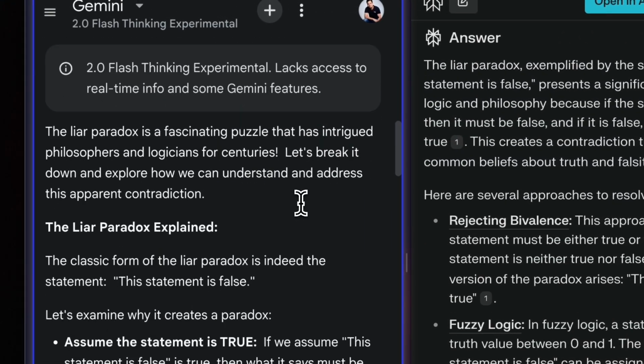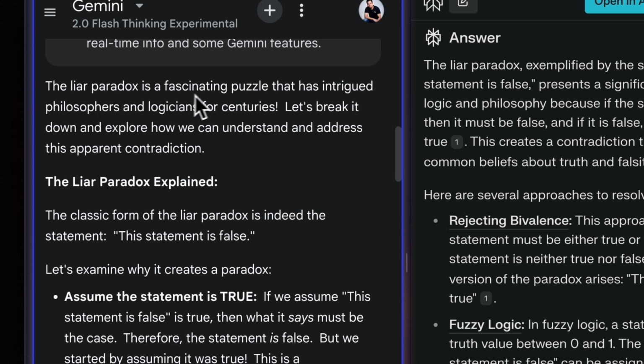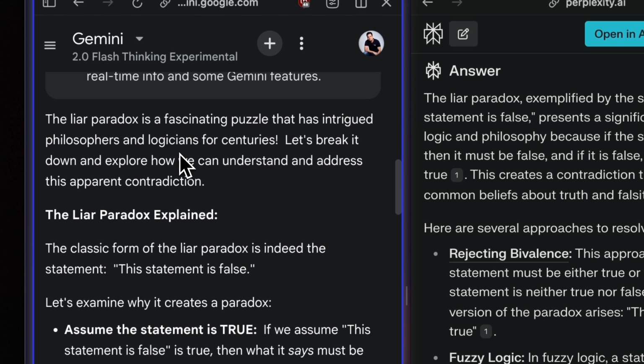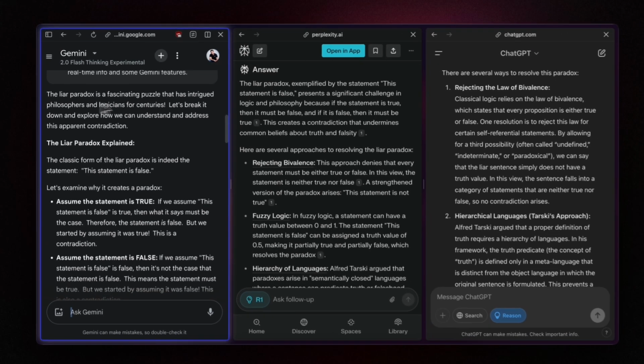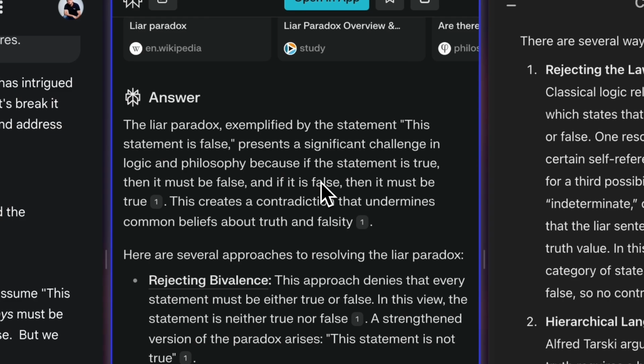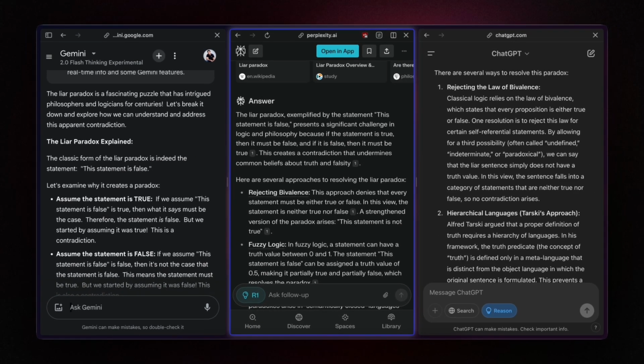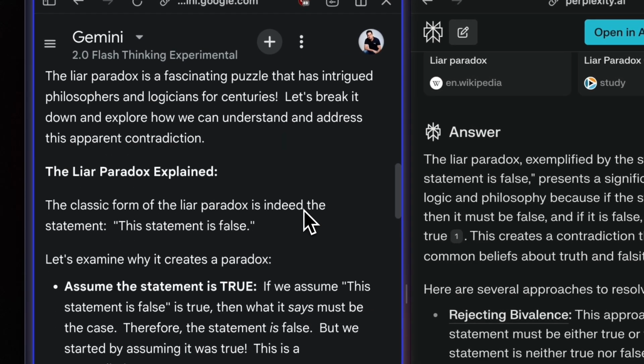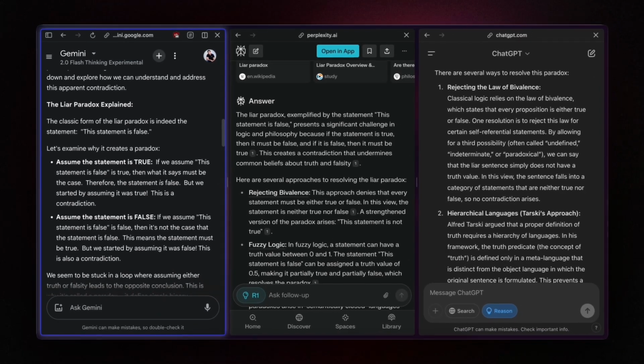Let's jump to Gemini, and it says the liar paradox is a fascinating puzzle that has intrigued philosophers and logicians for centuries. I like the way it presents its thought process because I think it's the most human sounding so far, and it's the most friendly. By the way it's phrasing the sentences, I feel more interested to read what it has written, versus R1, which is like a machine that spits out answers. I think it would be better suited for that, but for these kinds of questions, Gemini is the one that wins for me.